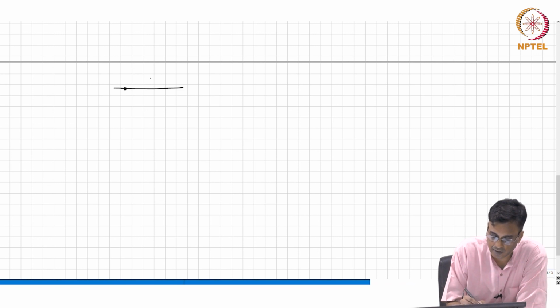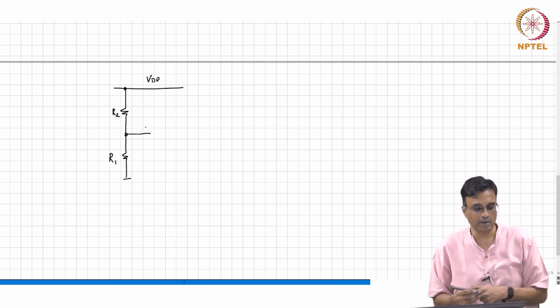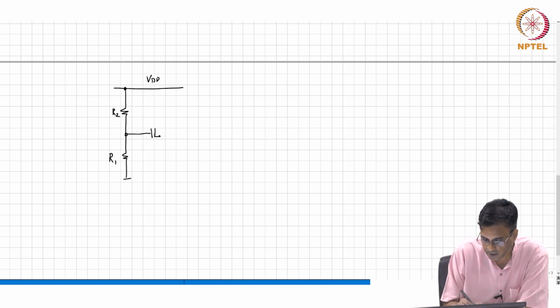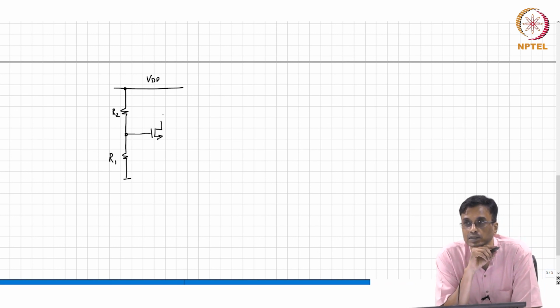Okay, so let's say this is some VDD. We need to fix the voltage at the gate. We just use a potential divider. That's not the only way to do it; if you had a battery, you can just put that at the gate. The bottom line is that the voltage of the gate does not change.